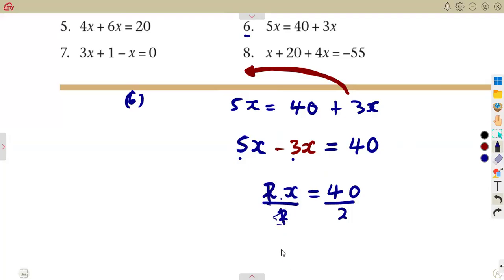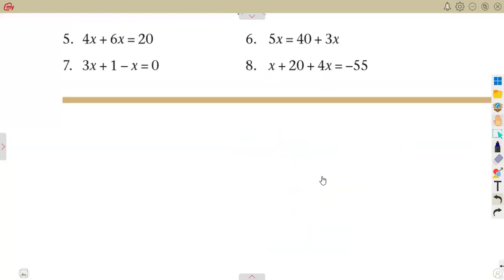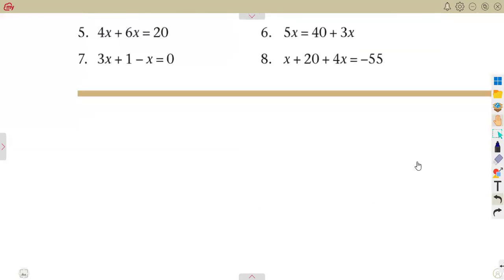So that is going to give us the x value at the end, 40 divided by 2, which is 20. So I want you to take this value, substitute there, and test your equation if that is true. So this is how you're going to solve all of these questions. So I want you to try them.